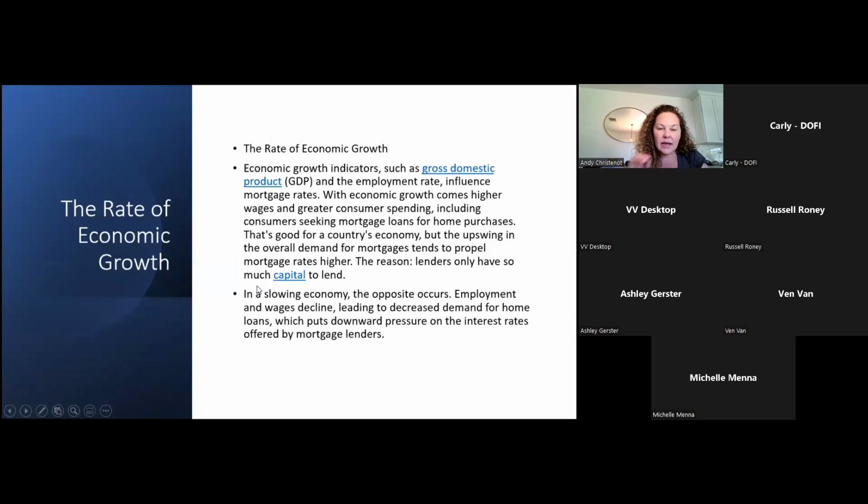The next thing affecting interest rates, and please note too that they fluctuate on a daily basis. Mortgage rates work very similar to stocks. They are bought and sold. Mortgage bonds are bought and sold on the open market. So they fluctuate and they're volatile, and they change daily and sometimes multiple times a day, for better or for worse. And I think that's really important for your clients to know as well. They can Google something today and it could look a lot different tomorrow.